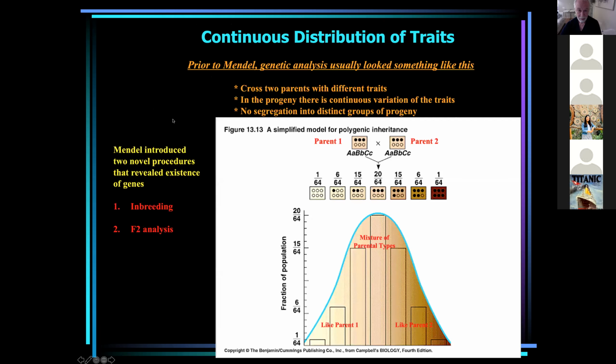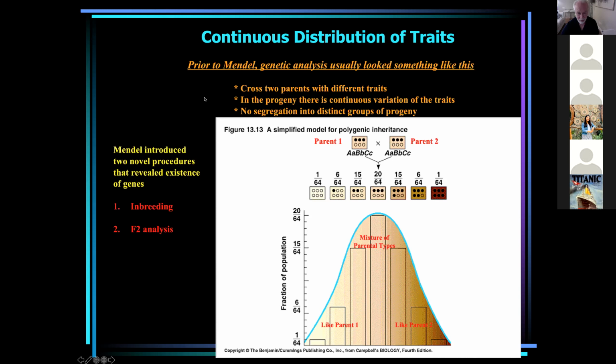Okay, prior to Mendel, there were plenty of people interested in heredity: how do progeny come to be the way they are with respect to their parents. And so what people interested in this would do is take two parents with different traits and cross them. Could be plants, could be animals, but cross them and then look at the progeny.